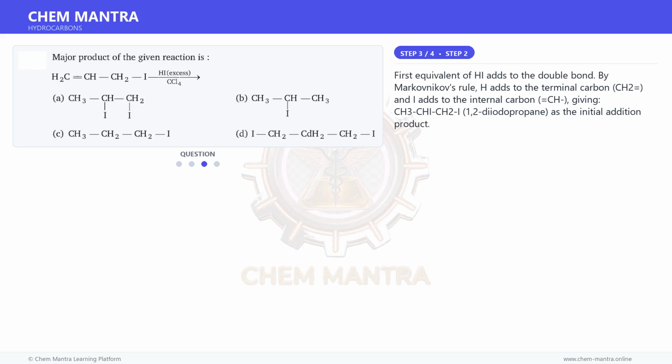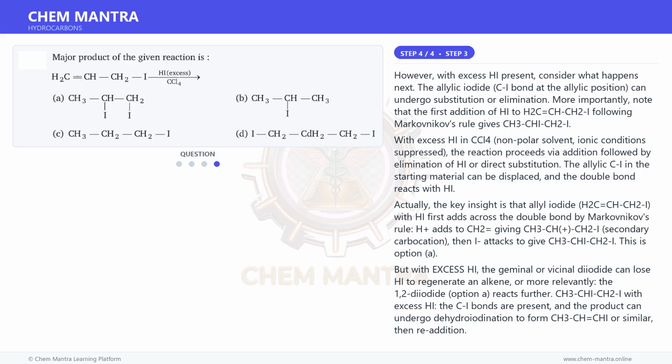First equivalent of HI adds to the double bond. By Markovnikov's rule, H adds to the terminal carbon, CH2=, and I adds to the internal carbon, =CH, giving CH3-CHI-CH2I, 1,2-diiodopropane, as the initial addition product. And for the final step.